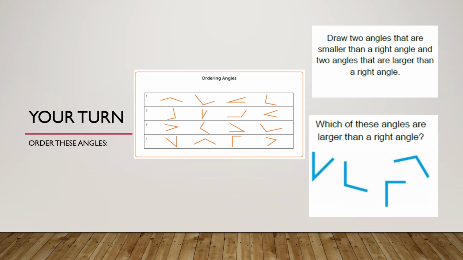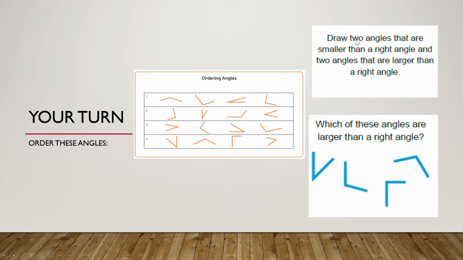Now here are some angles I want you to do for yourself. It's going to be your turn. Firstly, start with this one here. I want you to order these angles. If you're able to print these out, it'd be great. You can just put the numbers by them. If not, I'd like you to draw them and then sort them. Question 1, question 2, question 3, question 4 from narrowest to widest.